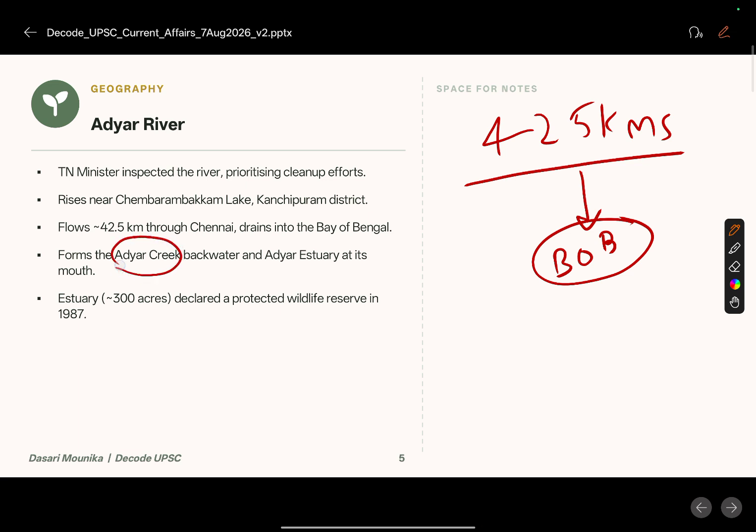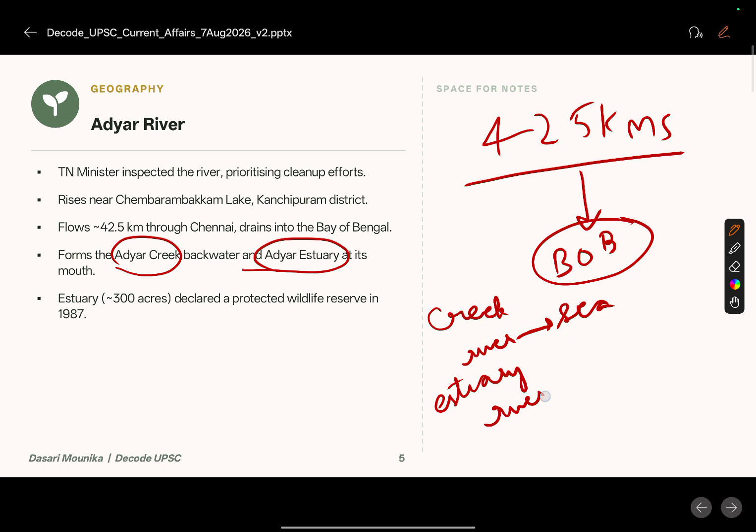So what is the basic difference between the Adiyar Creek and the Adiyar estuary? With respect to a creek, it is a meeting point where the river connects with the sea, whereas with respect to an estuary, the river, which is fresh water, connects with the salt water. So this is the basic difference between the Adiyar Creek and the Adiyar estuary.